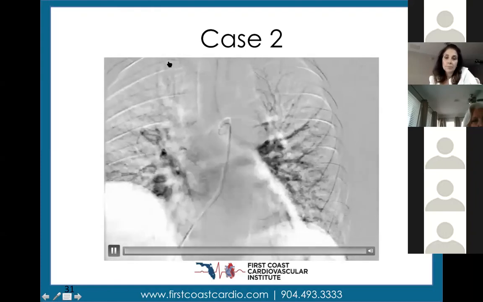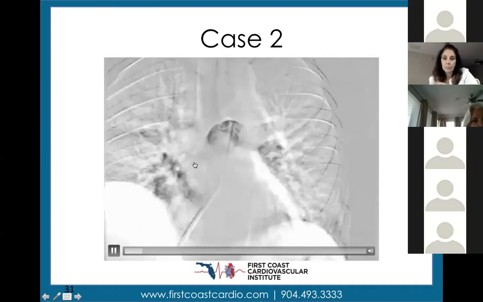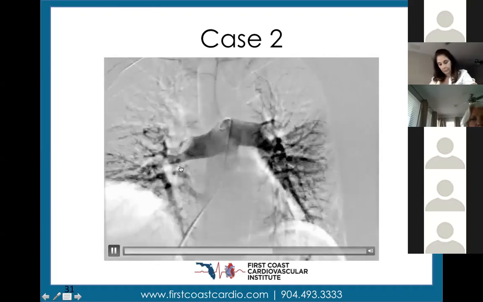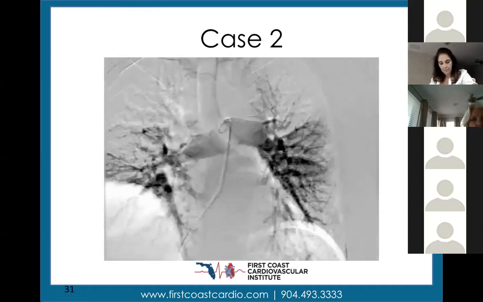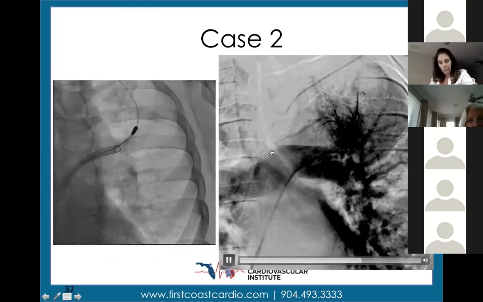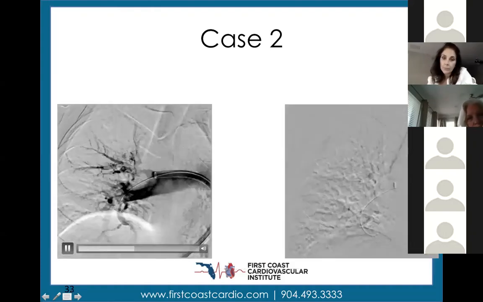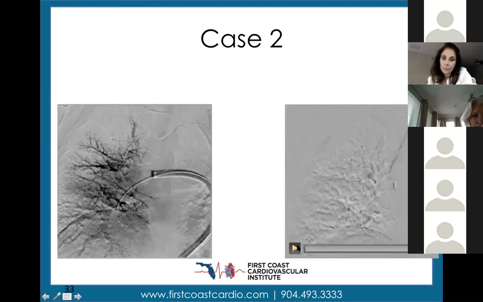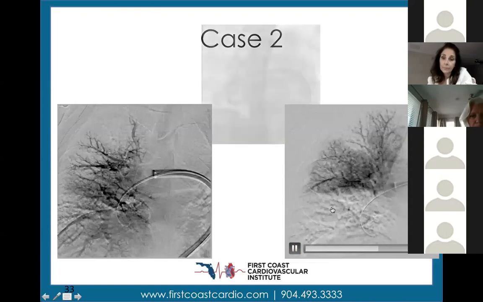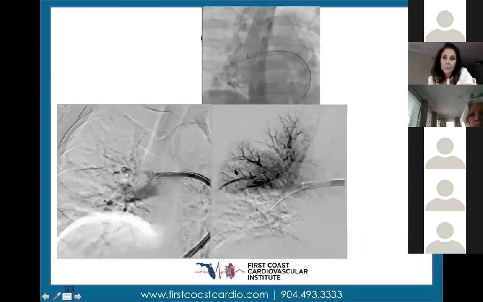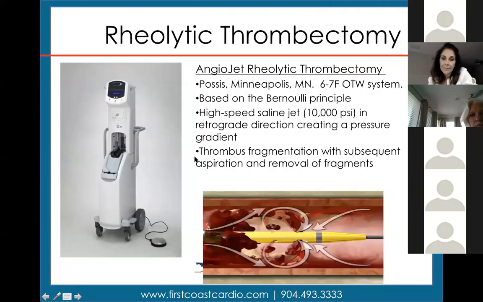This is the PA angiogram, the right PA, the left PA, and you see there's not much contrast going to his lungs, and there's the filling defect here at the center of the right main PA and even the left pulmonary artery. So multiple runs with FlowTriever, and this is the angiogram after. So this is pre, and this is post. There is more perfusion to the upper lobes. And this is some of the clots we got out of the pulmonary artery.